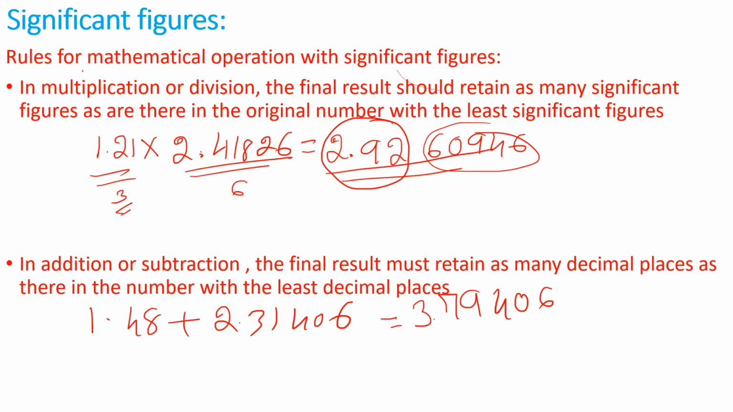But according to the rule, how many digits do I have to keep? In addition or subtraction, the final result must retain as many decimal places as the number with the least decimal places. Which has the least decimal places? 1.48 has the least decimal places. So you have to retain only 2 decimal places here. That is the rule. It says 3.79. It is enough if you write 3.79. You can skip the remaining 406. That is the meaning of this particular concept.